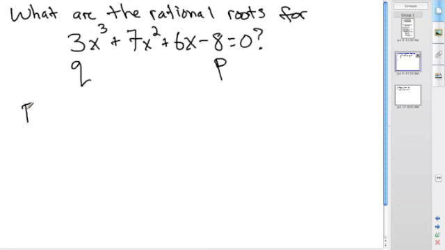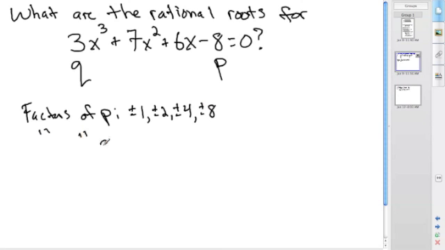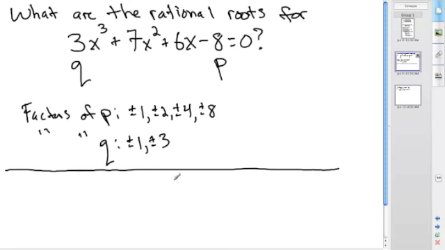So, factors of p are plus or minus 1, plus or minus 2, plus or minus 4, plus or minus 8. And then factors of q, plus or minus 1, and just plus or minus 3. So, our possible rational roots can be in the form of x equals plus or minus p over q.